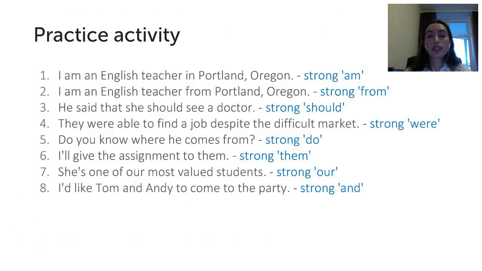So as you can see here, I would say that it just changes completely. Like, I am an English teacher. Because that is true, yeah. And although you may not believe it, teacher from Portland, Oregon, that's my home city, yeah, but it's not necessarily where I live or where I teach now. So that's about word stress. Thank you. Let's move on.